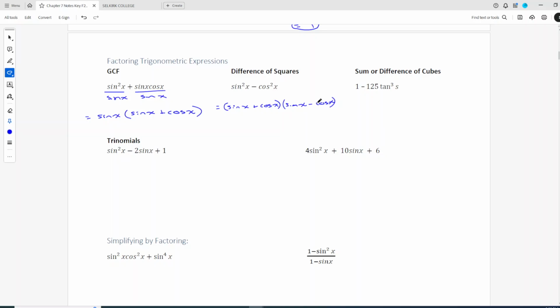Sum or difference of cubes. I feel like I'm going to run out of room here, but a sum or difference of cubes, when you're factoring it, I'm just going to put it below so this fits. You've got your binomial bracket, and then you'll have a trinomial bracket, which I always leave kind of open-ended. To factor a sum or difference of cubes, you take the cubed root of the first term, you take the cubed root of the second term, so the cubed root of 125 is 5. The cubed root of tan cubed is tan. And then if you remember, we send a text message to the second bracket.